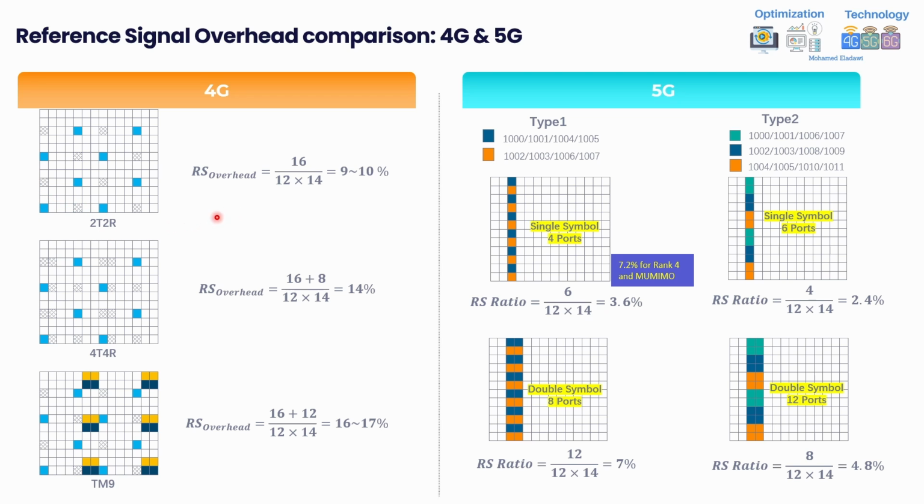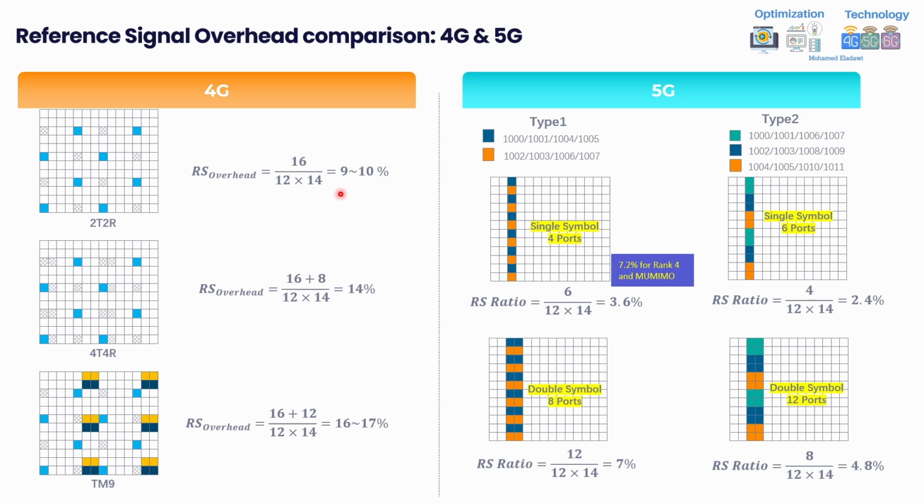So now let's first go through the calculation of the overhead of 4G. As you know, in 2T2R we have around 16 resource elements, as shown here, in those symbols reserved for the reference signal. If you divide this by 12 subcarriers per resource block multiplied by 14 symbols, at the end you will get 9 to 10% overhead.